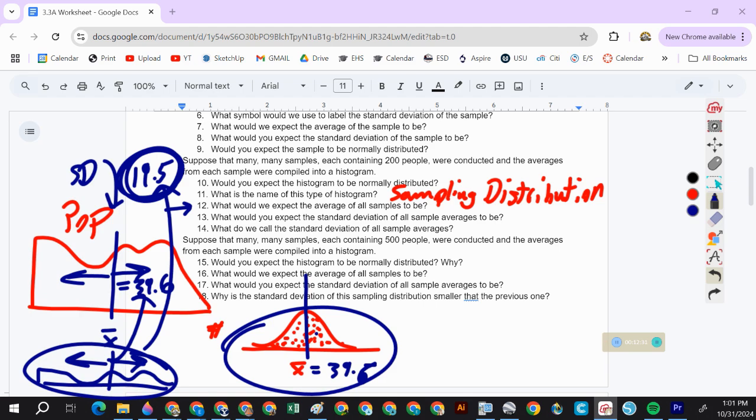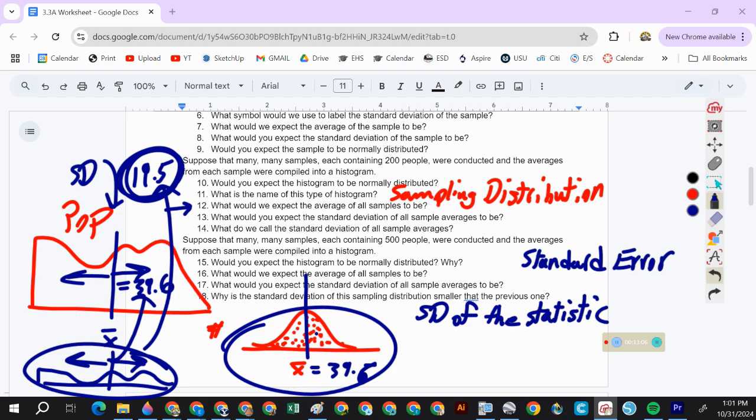Okay? Now, this textbook uses a phrase that I've never heard of before. In every text I've ever dealt with, it was always called the standard error. And I did a text search in this textbook, and the word standard error does not exist. So instead, they're calling it the SD of the statistic. Yeah. And I've never heard that before.